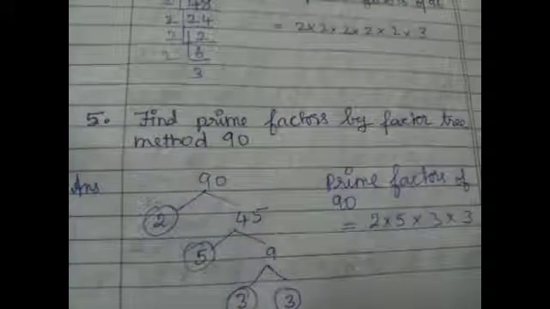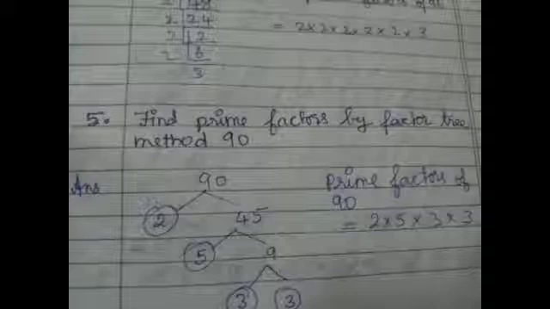Coming to the fifth question, prime factors by factor tree method. So similarly, for prime factors, we are going to split the number using the factor tree method. First, 90 is the question given here. 90 is an even number, so you can split it with the 2 table.